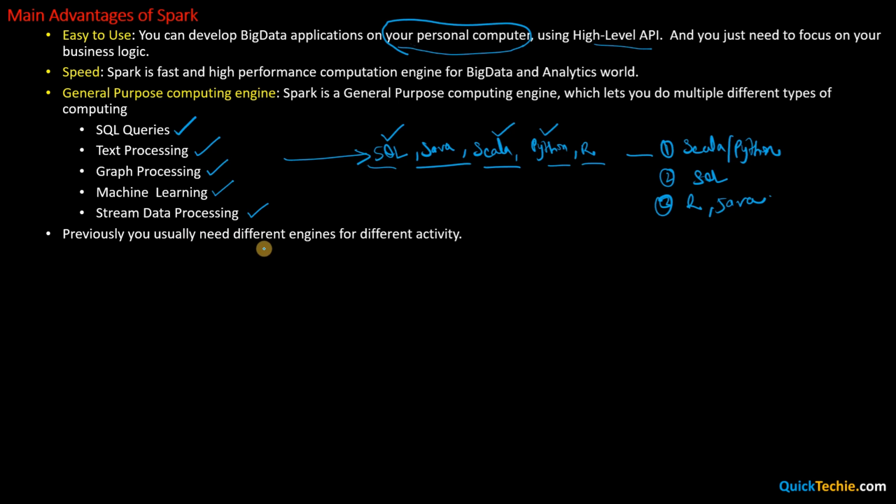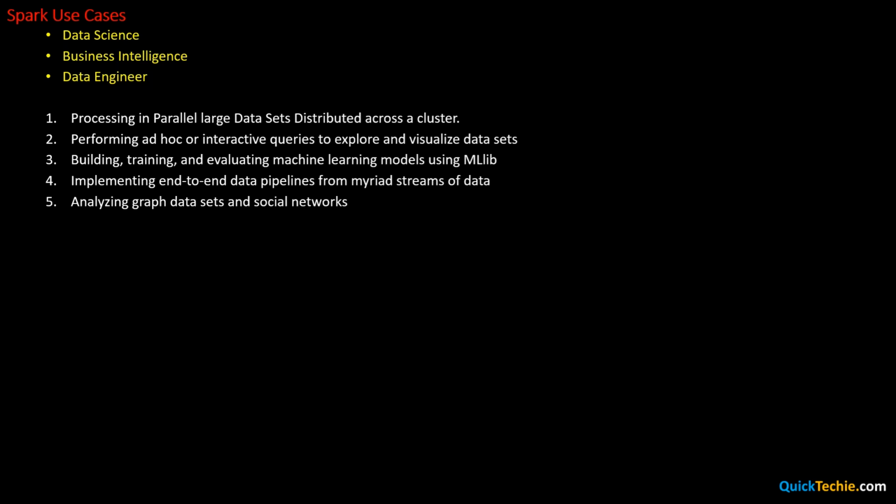Previously, you usually needed different engines for different activities, as we have discussed. For SQL queries, you use Impala or Hive in Hadoop. For text processing, you write MapReduce. For graph processing, you need a different framework. For machine learning, you need Mahout, and for stream processing, you need Storm or something else. So you need to learn different frameworks. A lot of learning curve is involved with Hadoop MapReduce and the Hadoop framework. But Spark is not the case.